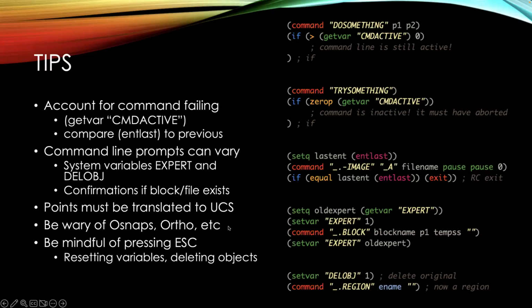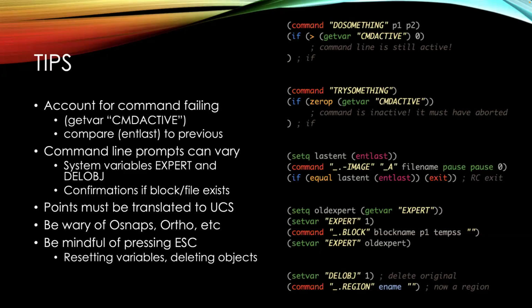Other tips: take note that when I'm feeding a point like this to any command, it's at the command line, so that means it needs to be in user coordinates. I have another example of that in a second, but you always have to be wary of that, depending on how you got that point, how you derived it. Anything at the command line is in UCS. Also, you have to be very wary of O snaps, ortho, any of that. You are firing a command. All those things are possibly active.